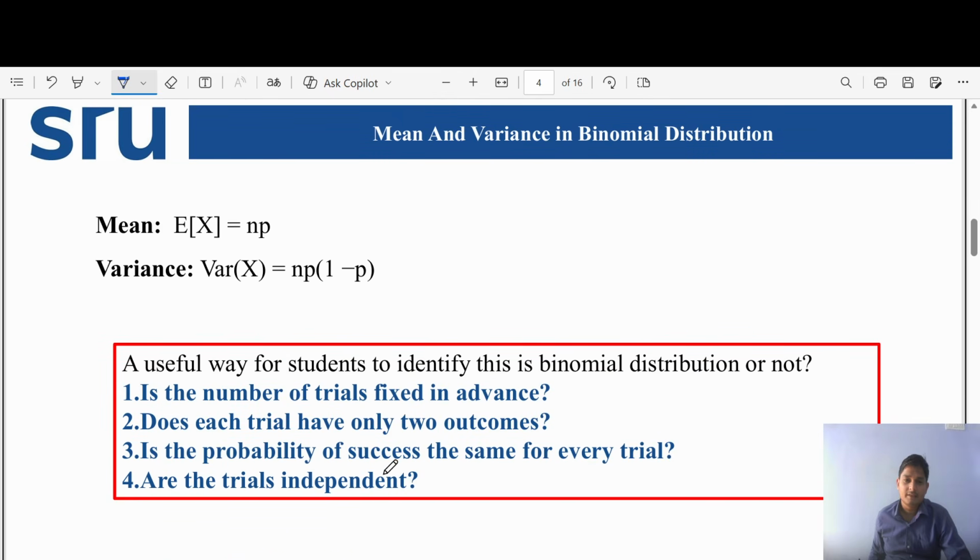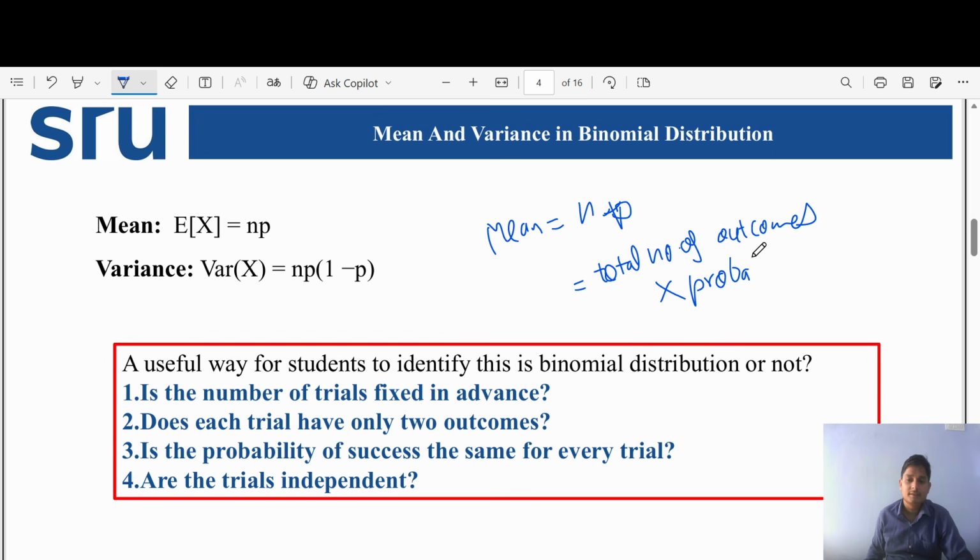Now, we discuss the mean. The mean of the binomial distribution is n into p, where n is the total number of outcomes and p is the probability of success. And the variance is np(1 minus p). So this is the mean and this is the variance.